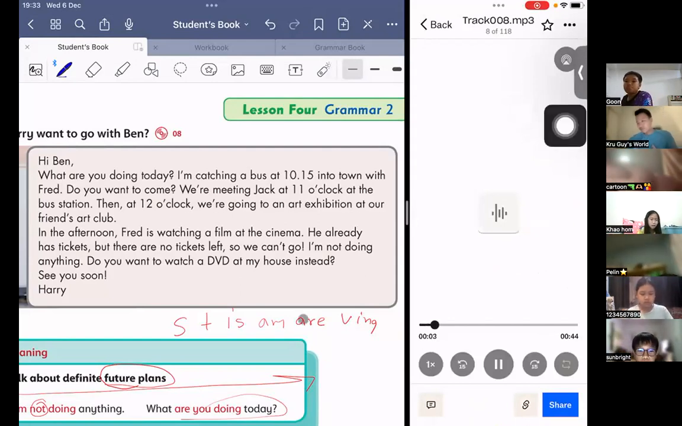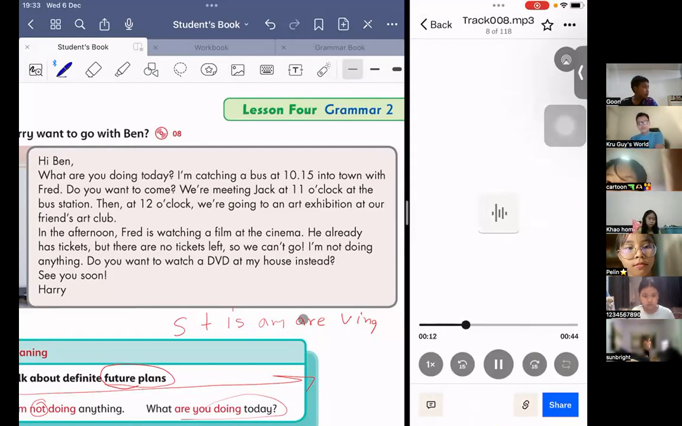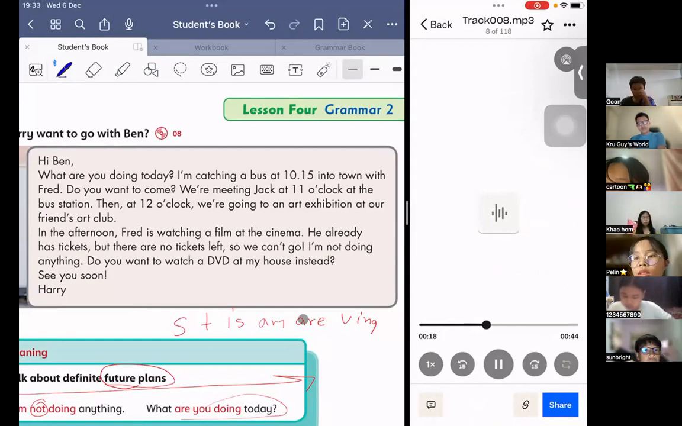Listening 8. Listen and read. Where does Harry want to go with Ben? Hi, Ben. What are you doing today? I'm catching a bus at 10:15 into town with Fred. Do you want to come? We're meeting Jack at 11 o'clock at the bus station.